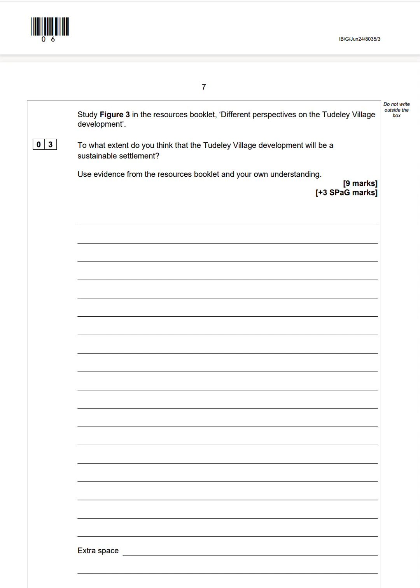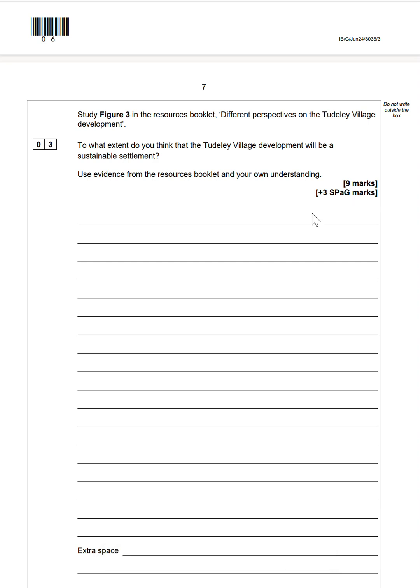Each year we usually are quite good at using the information to kind of predict what this 9-marker is going to look like. And it's usually, should something be built or to what extent, evaluate that higher level skill. 9 marks, 3 for SPAG, so we need to make sure that we're using our capital letters, our full stops, commas, and that geographical vocabulary throughout. It's asking you to use evidence from the resource booklet and your own understanding.